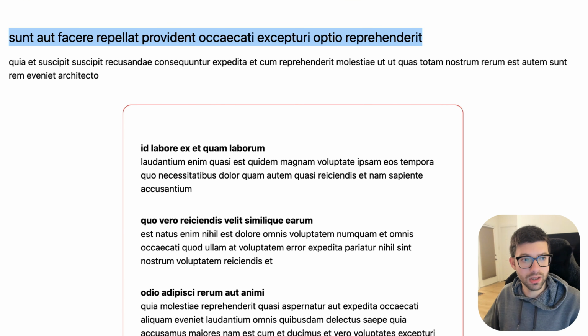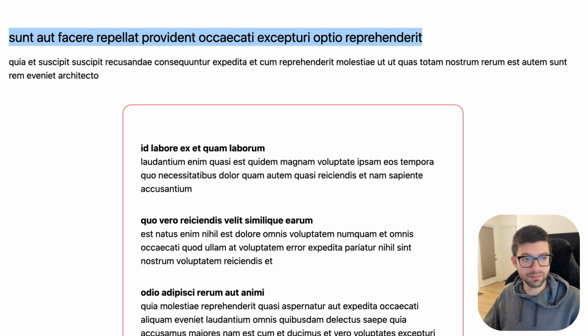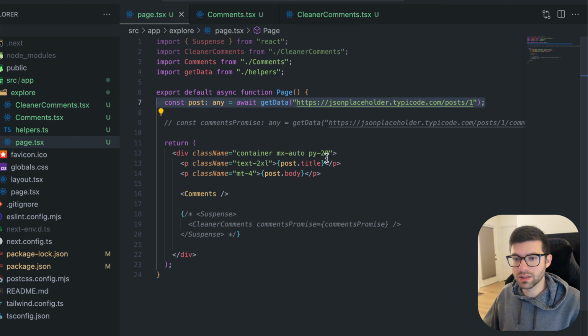This is just a dummy JSON API that I found, and we're going to be getting some blog posts. We have a title here, and then we have this content down here. And that's what I've got right here. I'm making this request, and then I'm just populating the page like so.